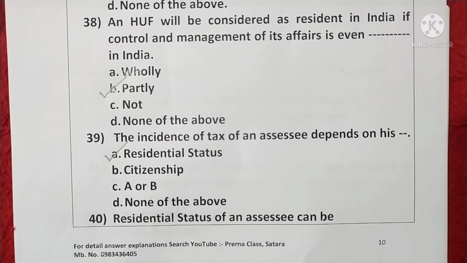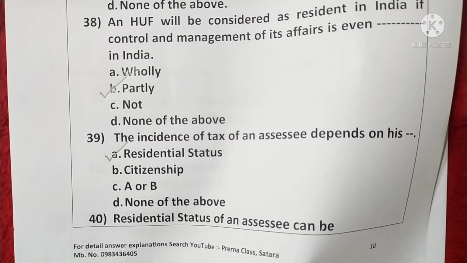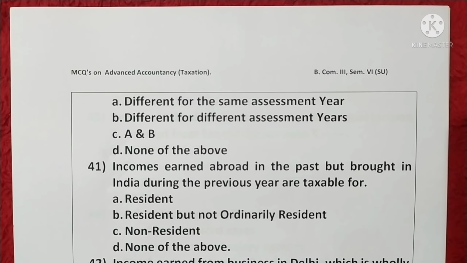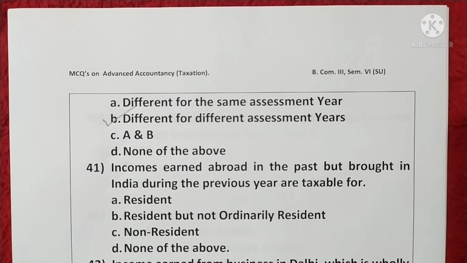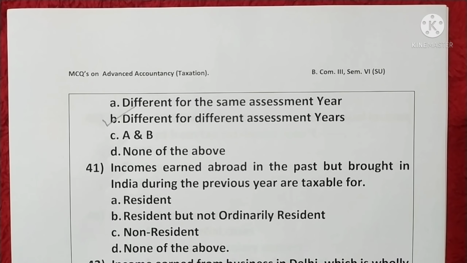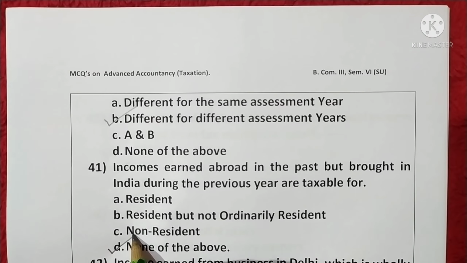Question 40. Residential status of an assessee can be, options are given: different for same assessment year, different for different assessment year, A and B, none of the above. Here, different for different assessment year, option B is correct one. Question 41. Incomes earned abroad in the past but brought in India during the previous year are taxable for. Options are given: resident, resident but not ordinary resident, non-resident, none of the above. Here, none of the above is correct answer. Option D is correct one.